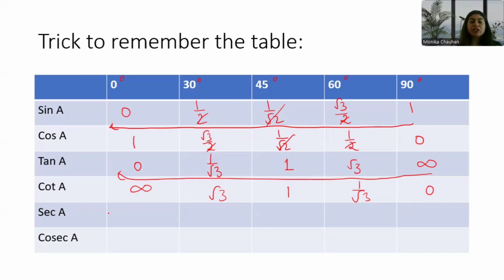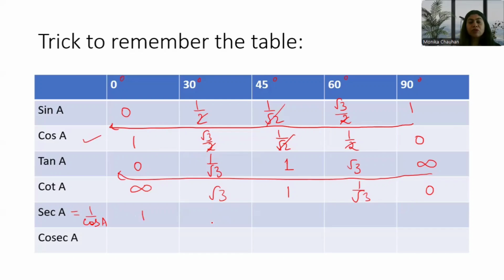Now, what is the relationship of sec with cos? Sec is the reciprocal of cos. So if I know this, it will help me to write the values for these angles. So sec 0. Here I have to look only for cos. Okay. So 1 upon 1, it is 1 only.